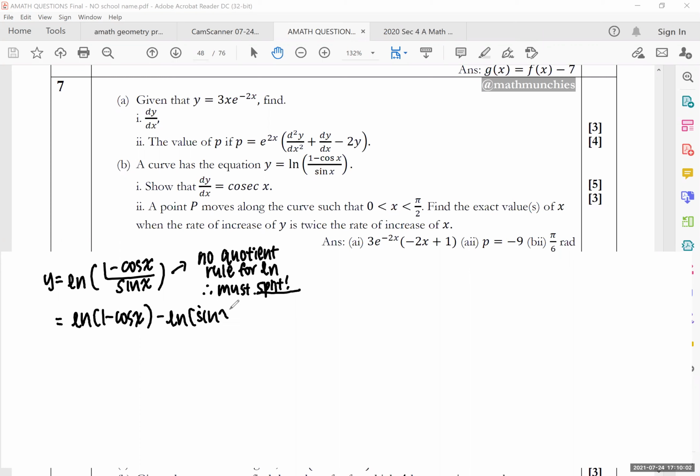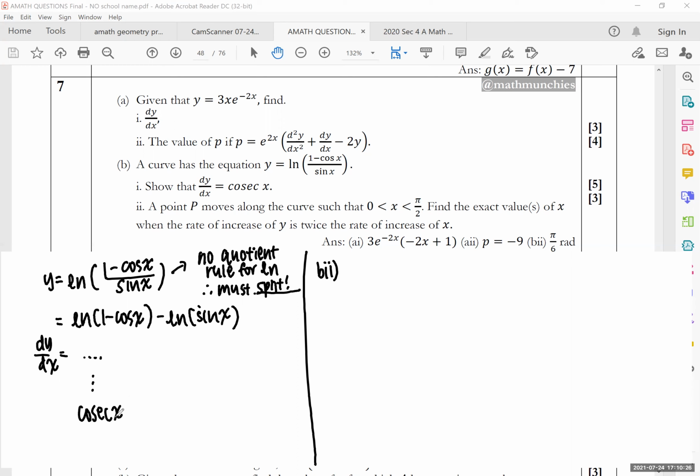Then do you think you can differentiate from here already? Yes. You can already, right? So I want you to go and try again. For the boys, you say you cannot get it. So try again and let me know. Okay, so right now let's move on to 7b part 2. When you differentiate, eventually you get cosecant x.